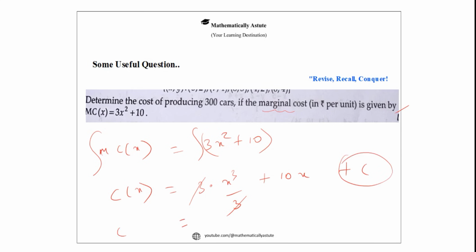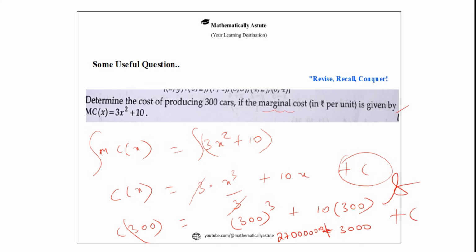Now the production cost of 300 cars would be 300 to the power 3 plus 10 times 300. This would be 27,000,000 and again 3000 would be there, plus c. On adding this, you will get your required answer. Thank you for watching.